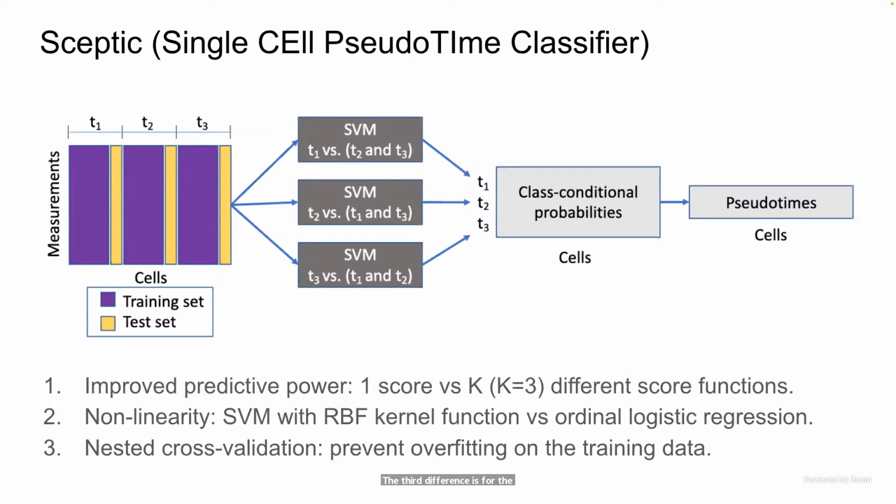The third difference is that Supertime shows its training performance on the whole data set, whereas we propose to do nested cross-validation to provide a more robust estimate and prevent overfitting on the training data set. What we do is, for each fold of the data, for example the yellow test fold, we train a model on the purple set and predict the pseudotime on the yellow set, and repeat this for all the data we have.